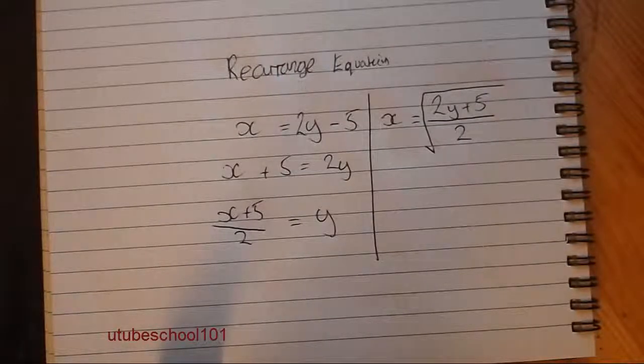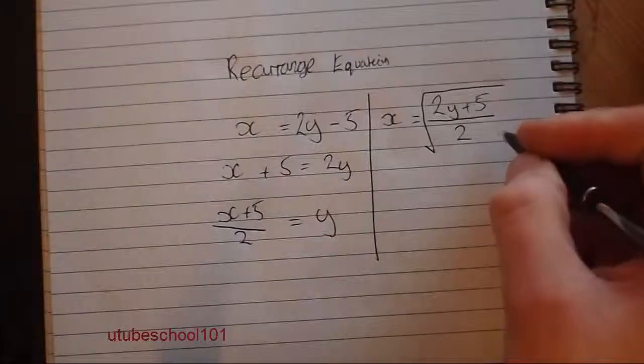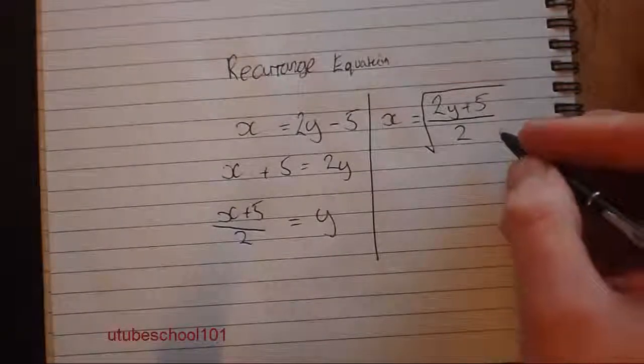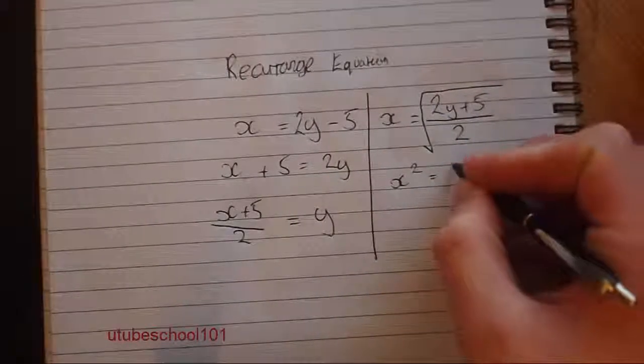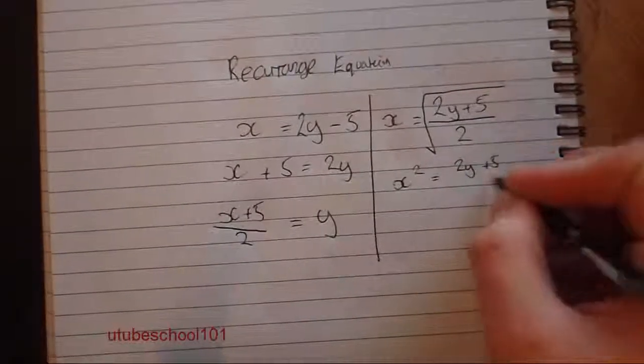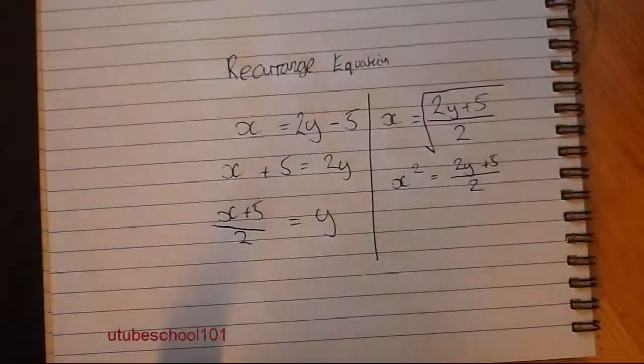So what do we have first? We have quite an advanced, quite a scary looking problem. However, we can solve it very simply. Before we can do anything, we have this big square root in the way. And to get rid of this square root, we square it. Essentially, it's very simple. So we multiply each side by itself. Well, we just square each side. So we have x squared equals 2y plus 5 divided by 2.